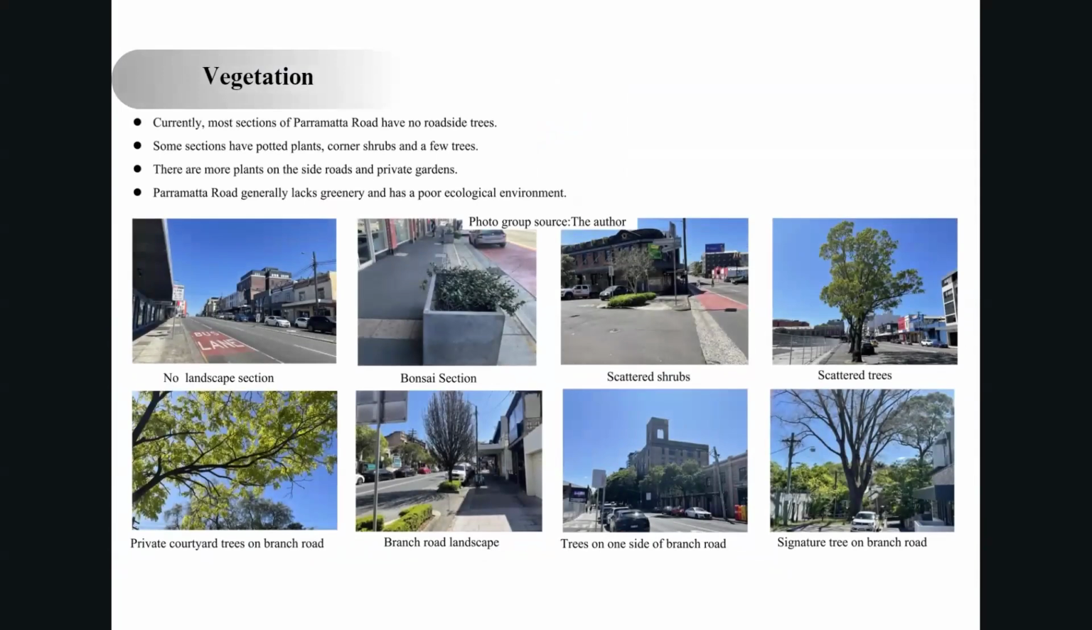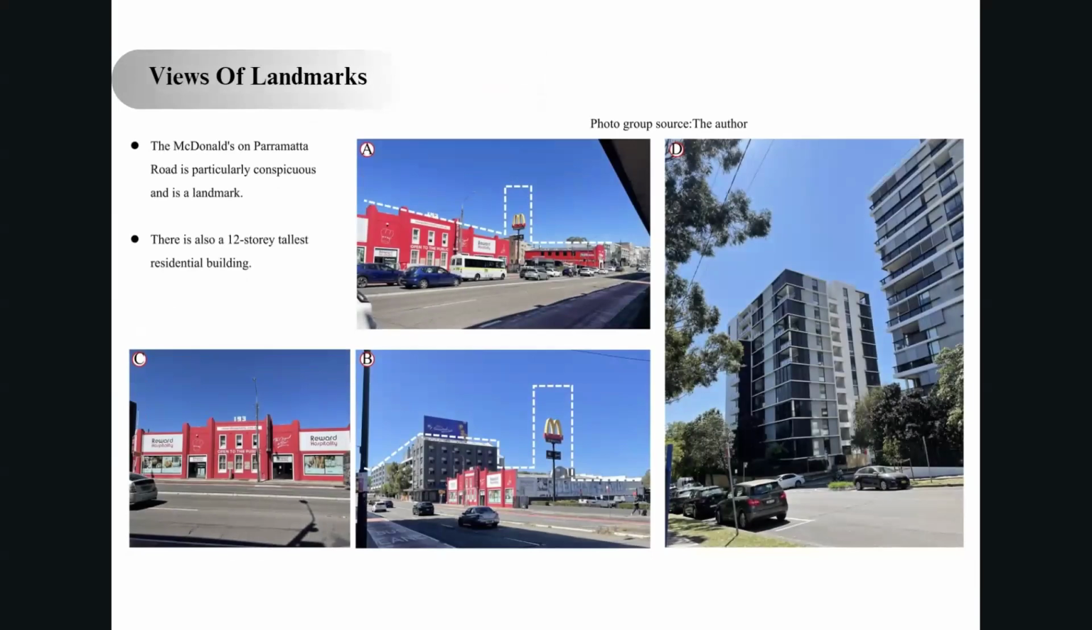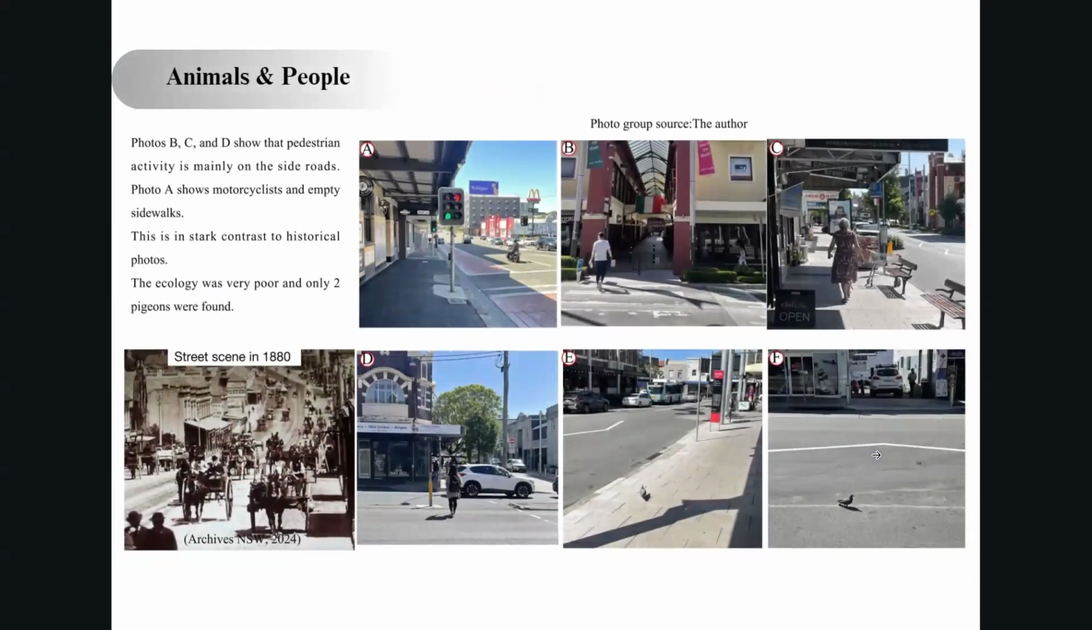Trees are a luxury on this road. They are only available in private space. Shabby furniture, only some sitting space and facilities on the side roads. The eye-catching red McDonald's is a landmark. There were few people and many cars on the main road. There is nothing else but two pigeons enjoying the solitude.